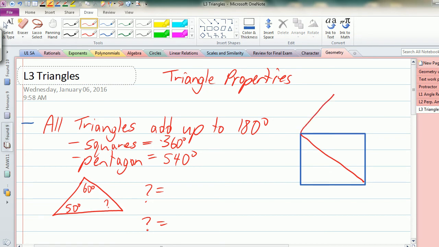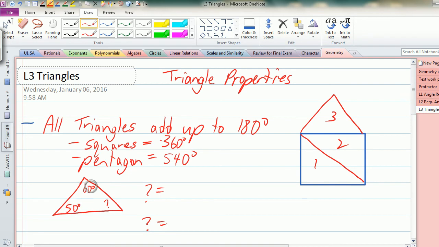For a pentagon, how many triangles? 3. So, 1, 2, 3, 3 times 180, total of 540. Okay. So same thing with the hexagon and heptagon, you're just adding another triangle, so you're adding another 180 degrees. Don't really need to know that, just wanted to show you because it's so cool.